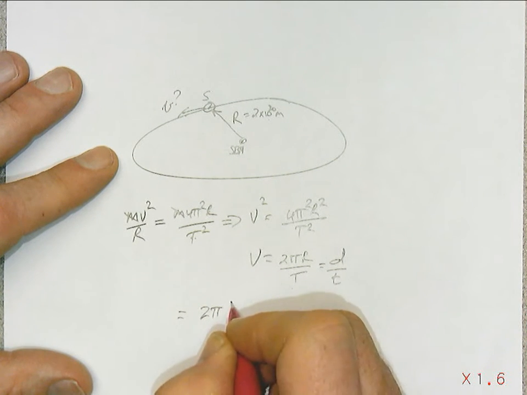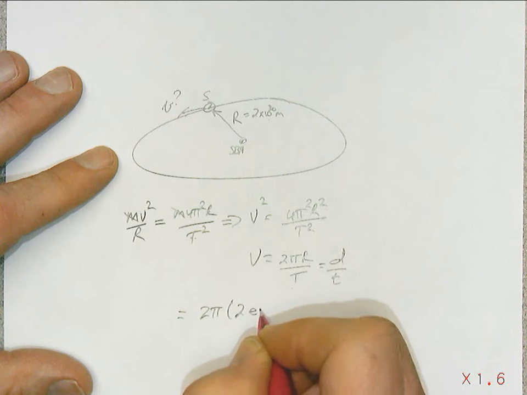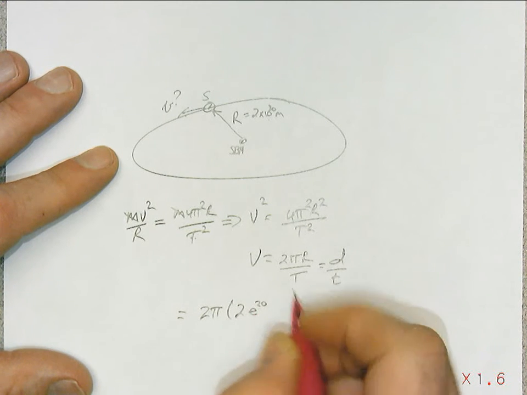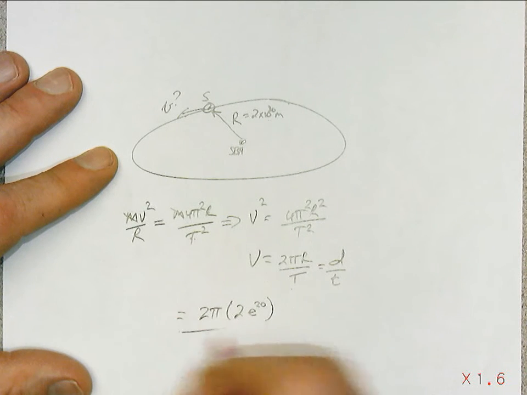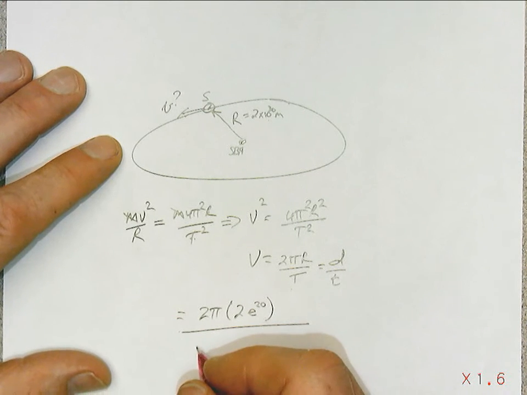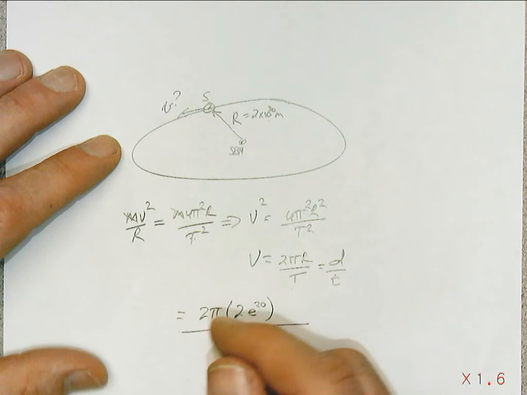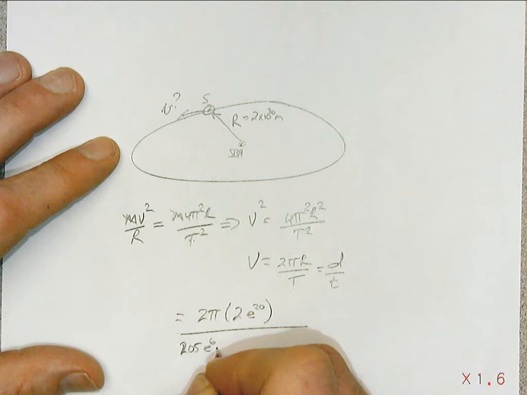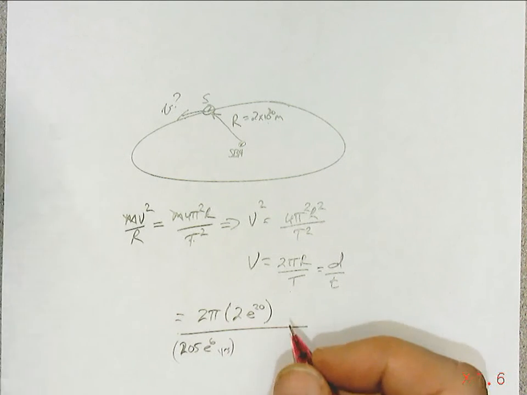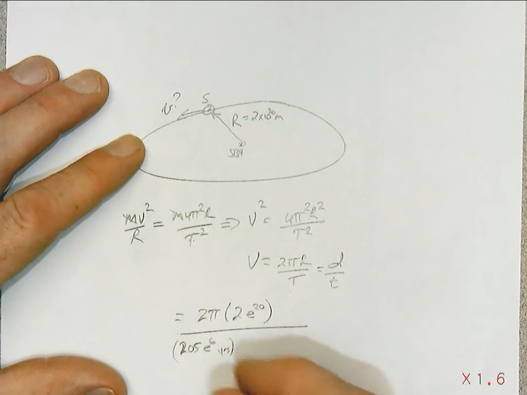So now you can just plug it in, and be careful about the plugging it in. 2 pi times 2 times 10 to the 20, divided by the period. Let's see, is that a variable also? Yep. I had 205 times 10 to the 6th years. So it's many years, but we need to have standard units of seconds.